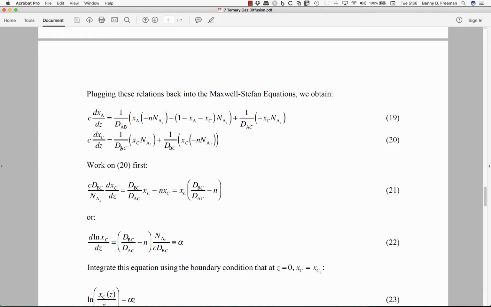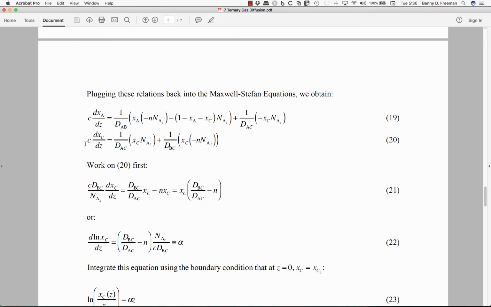diffusion coefficients of A through C, of B through C, the mole fraction of C, and the flux of A and the stoichiometric coefficient N. Now these diffusion coefficients will be, to a very good approximation, constant. The flux of A we know is constant from the analysis above, and the stoichiometric coefficient, of course, is a constant. The total molar concentration C is a constant because we're at constant temperature and pressure. Remember, C is pressure divided by R times T.